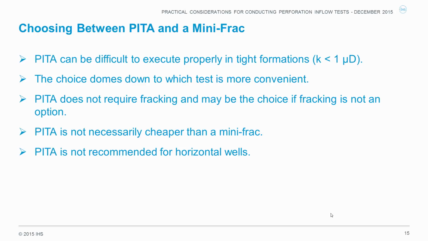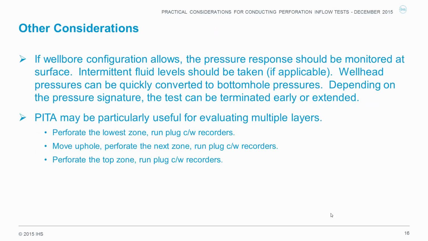The choice comes down to which test is more convenient and operator preference. If somebody had success using PITA, they're more likely to continue using PITA. And PITA does not require fracking, and maybe the choice of fracking is not an option, such as if fracking is not allowed. PITA is not necessarily cheaper than a mini-frac, because during a mini-frac only a little bit of pumping is required, and PITA is not recommended for horizontal wells just due to the wellbore volume.